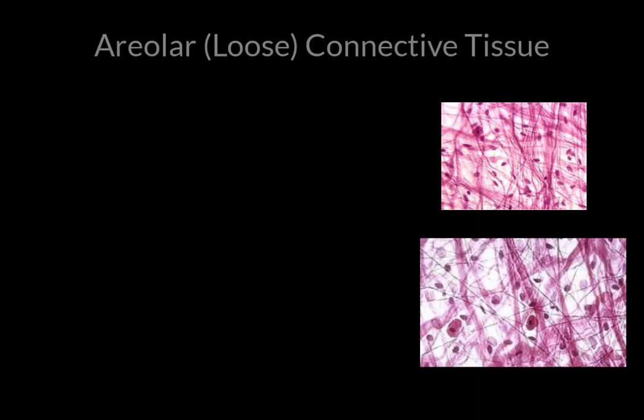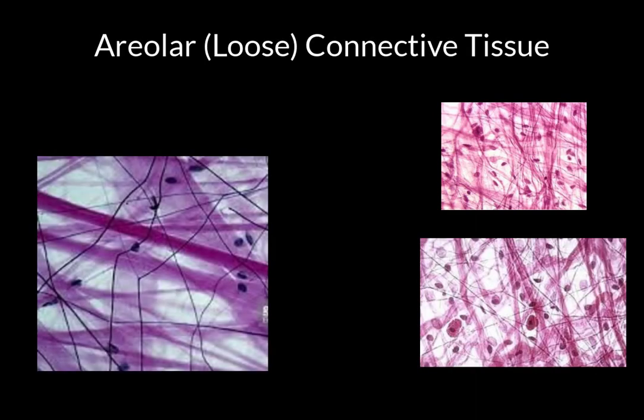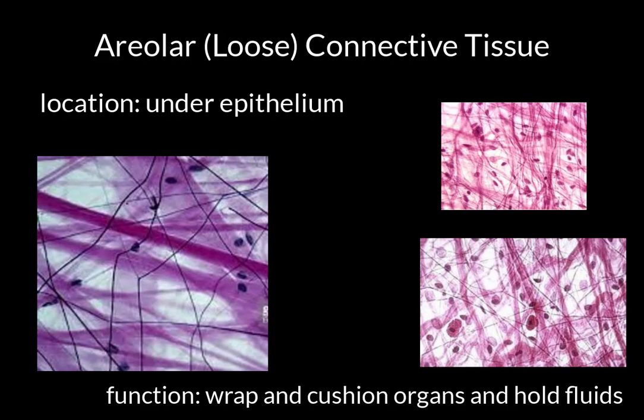First type of connective tissue I want to talk about is loose or areolar connective tissue. You can call it loose connective tissue or areolar connective tissue. Both ways are acceptable. It's located under the epithelium, and its function is to wrap and cushion organs and hold fluids.